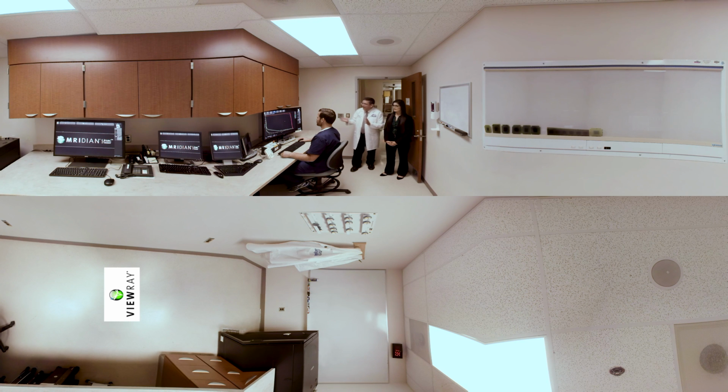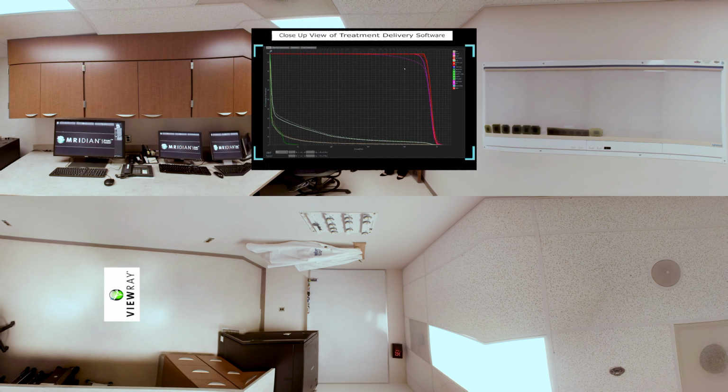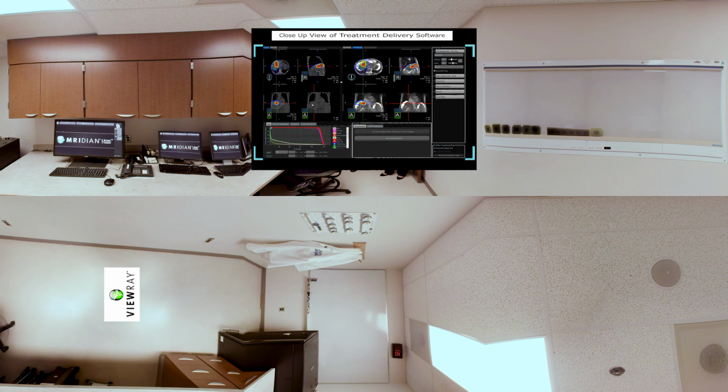So here we have a complex patient who has a lesion in the liver, and we can see today that the dose to the target is actually lower than what we had intended the dose to be. And yet, the dose to the liver is actually slightly higher than the intended dose that we had prescribed to that area.